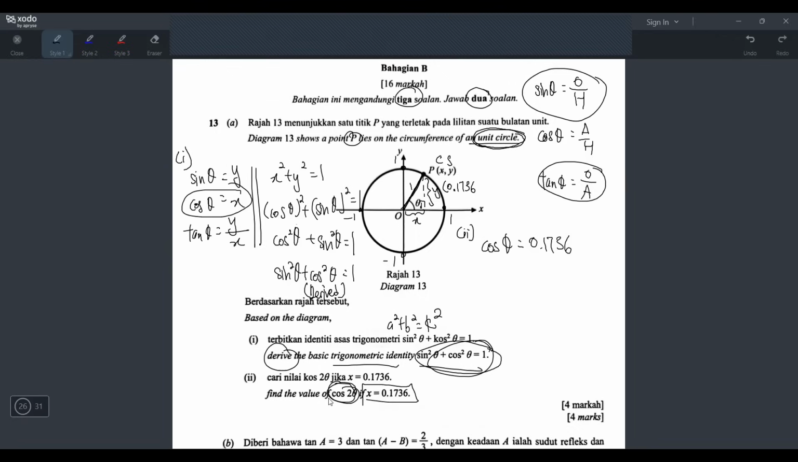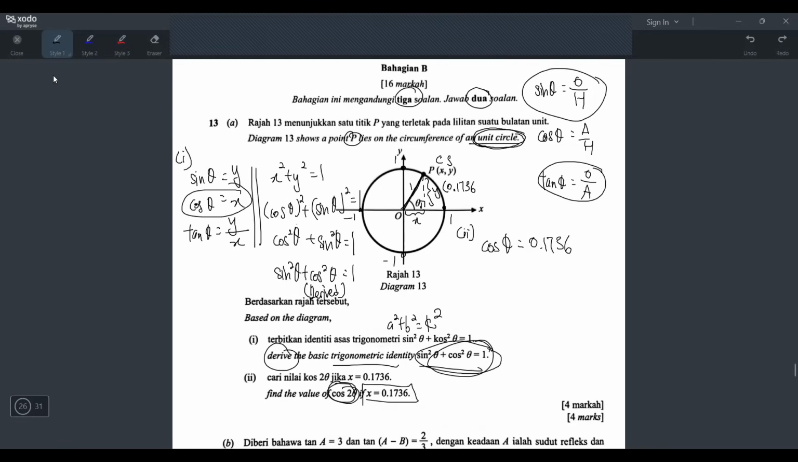Let me think. Let's see. Can I move cos to the other side and find theta, and then substitute in here to find cos 2 theta? Can I do that? Okay, let me think. I think can also, but I think there's a better way to do this.